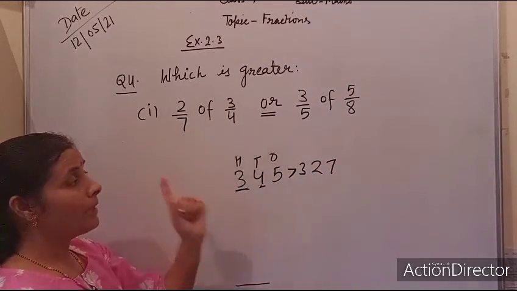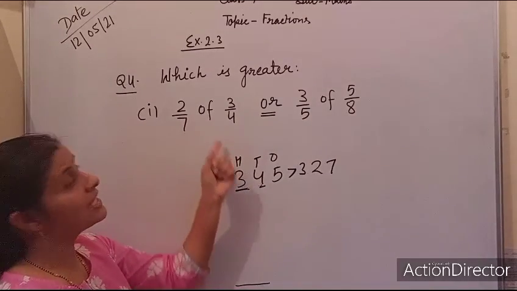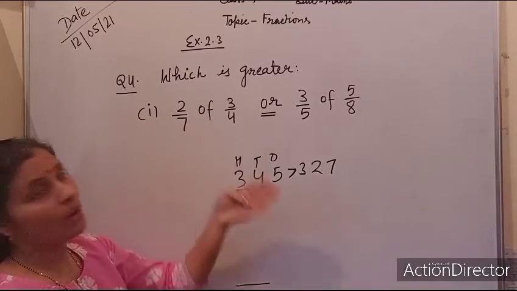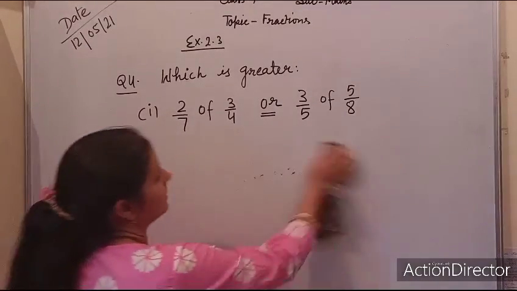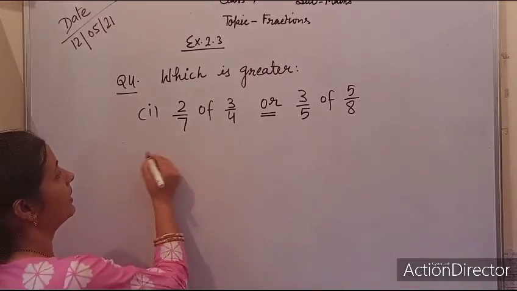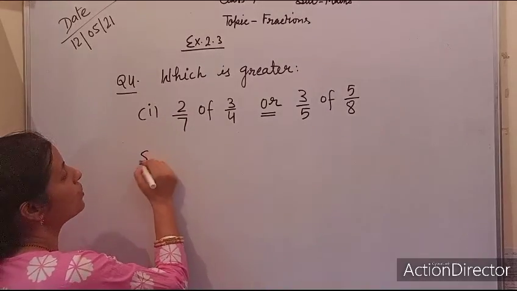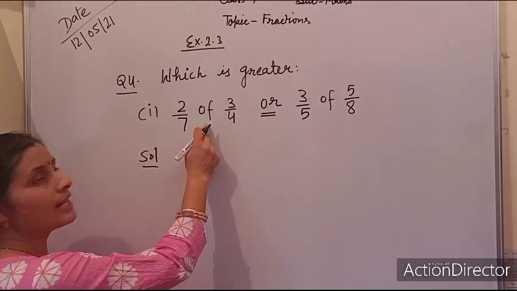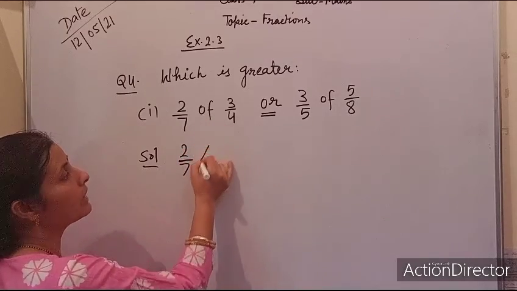It is easy with simple numbers. But could we apply the same process here? No, because these are fractions. So how to compare fractions? Just look here. First we will solve it. Here is written 2 upon 7 of 3 by 4. So how to solve it? Of is nothing but the symbol of multiplication.